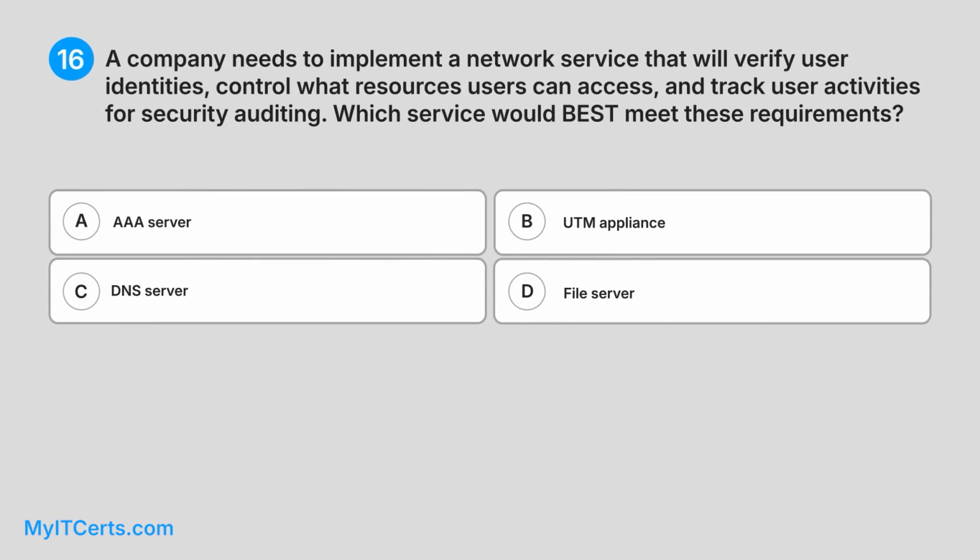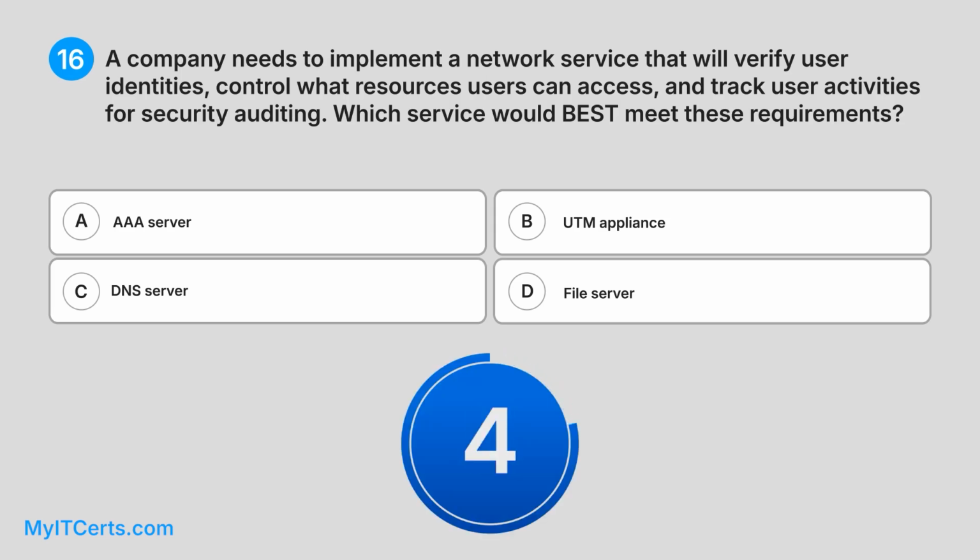16. A company needs to implement a network service that will verify user identities, control what resources users can access, and track user activities for security auditing. Which service would best meet these requirements? A, AAA server. B, UTM appliance. C, DNS server. D, file server.